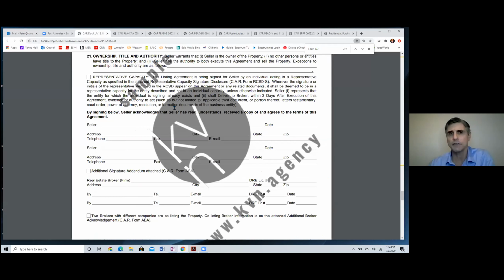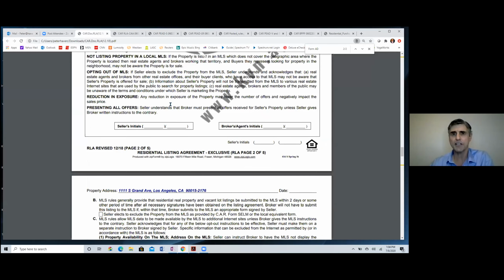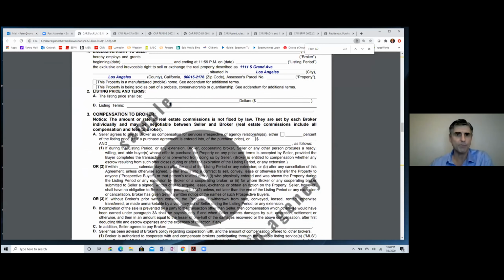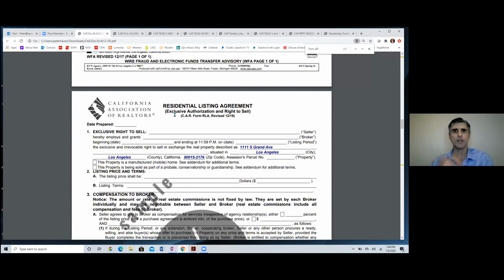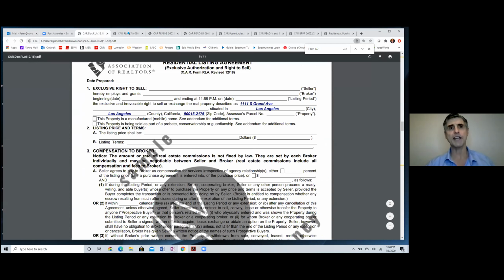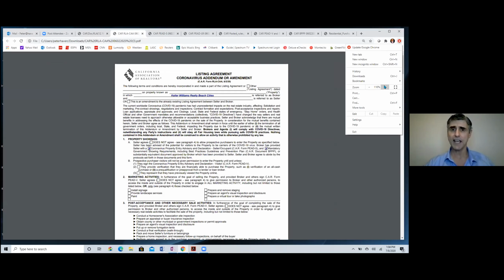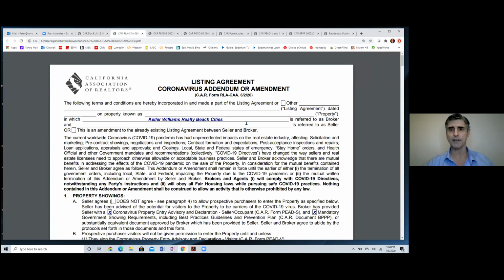Okay, so here's a typical listing agreement. Pardon the watermarks in there. So everybody's familiar with the listing agreement. The listing agreement is the listing agreement. But now CAR has come up with this document, which is called CAR form RLA-CAA. And I'm going to magnify it a little bit.